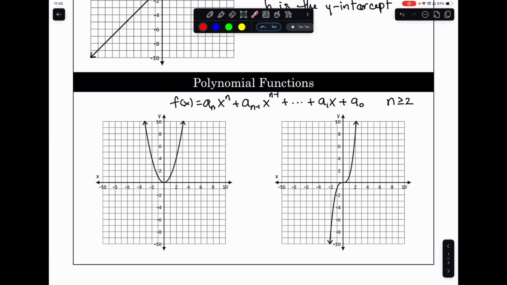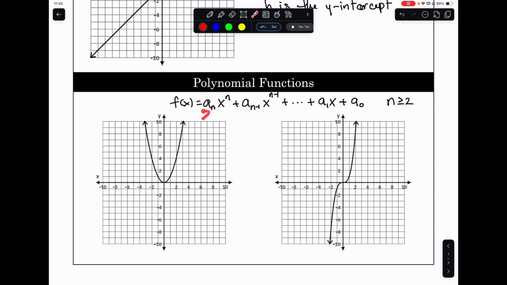Now, for your odd degrees, if this number right here is an odd number, 3, 5, 7, and so on, then the left side moves in the opposite direction of whatever the right side is going to be. So, like in this example, this value of a would have to be a positive number in order for this to go to the right, and this number would have to be an odd number, 3, 5, or 7, or any odd number bigger than that, in order for the left side to go downwards.